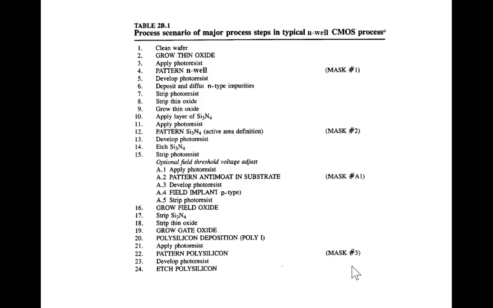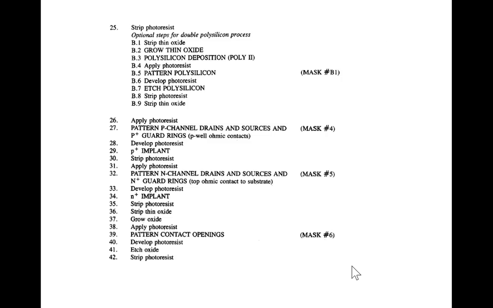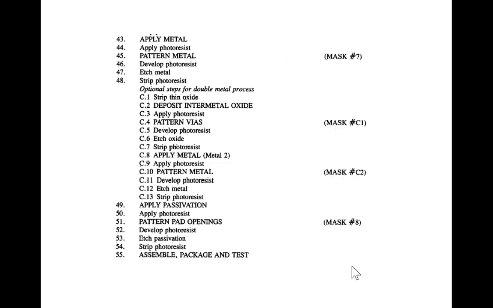So here's the process steps. We talked about these before. And we see 24 steps here. Clean the wafer, growth in oxide, apply photoresist, pattern in-well with mask 1, and so forth. So we're going to put together a process with this recipe. This is a recipe for an in-well CMOS process, very similar to the ones we're looking at in the laboratory. And I list here 55 steps.